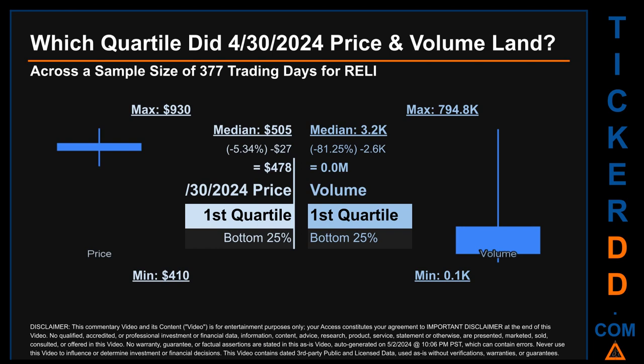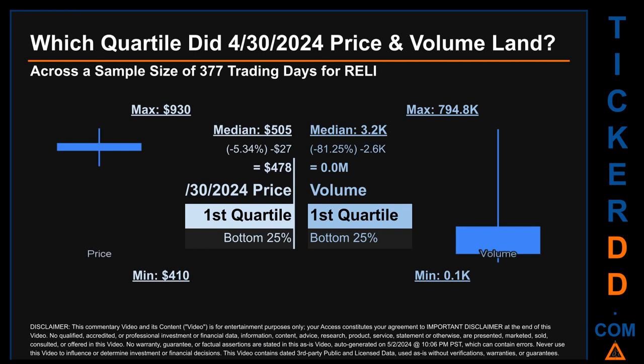Which quartile did April 30th, 2024 price and volume land? Across a sample size of 377 trading days, the maximum end-of-day price for RELI was $930 while the minimum was $410. Within that price range, April 30th, 2024 price, of $478, landed within the first quartile, meaning it was within the bottom 25% of all sampled end-of-day prices.